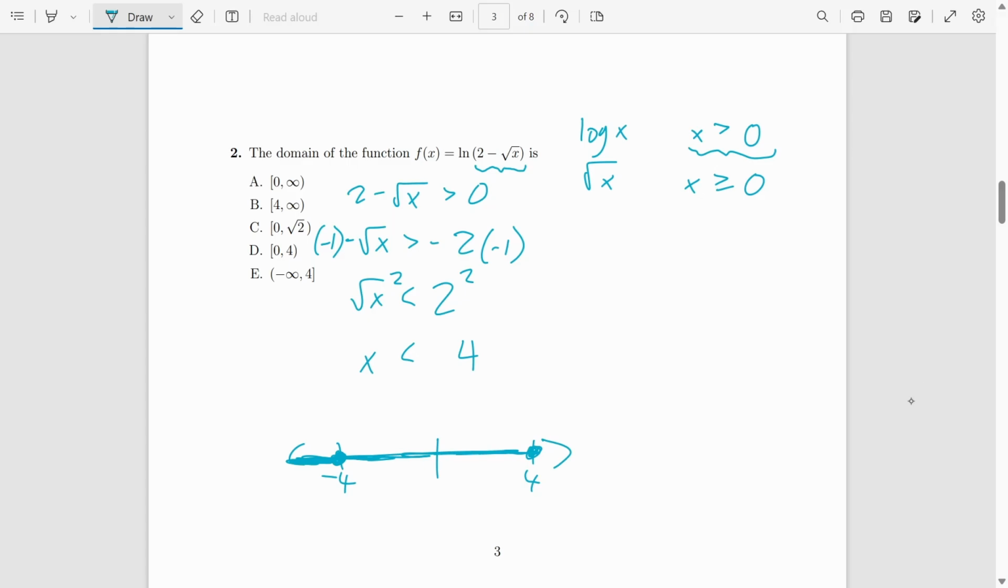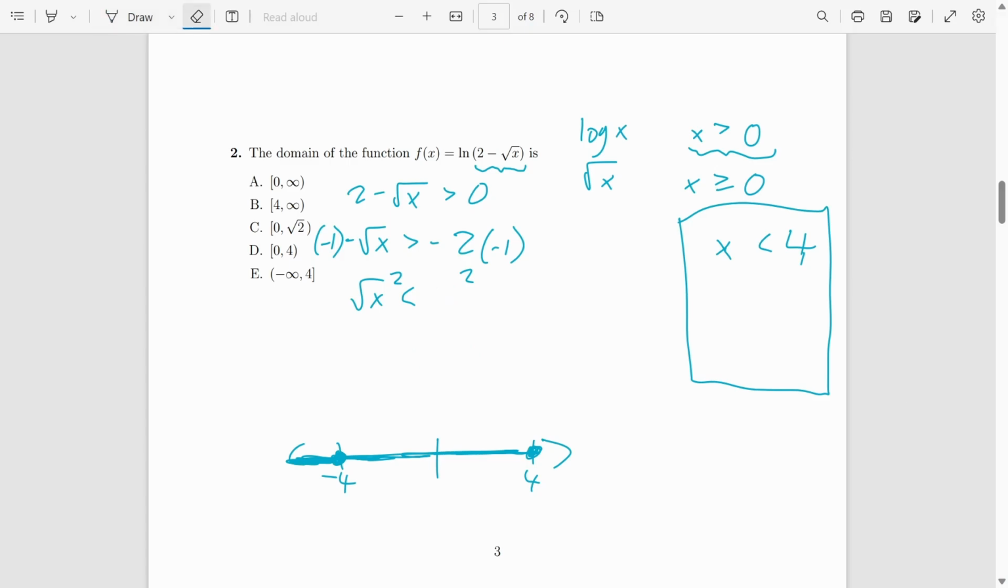So I'll put it off to the side while I erase this for more work. X is less than 4. Make a box preemptively. Okay, so now, oh, and then a second restriction is easy. We don't have to do any algebra. It's just square root of x, and x must be greater than or equal to 0. So that's our two restrictions on this function.